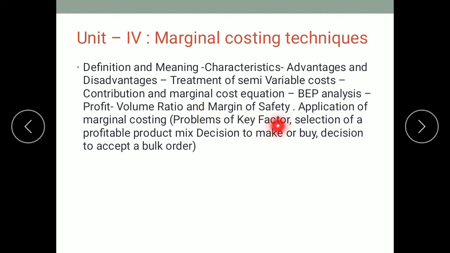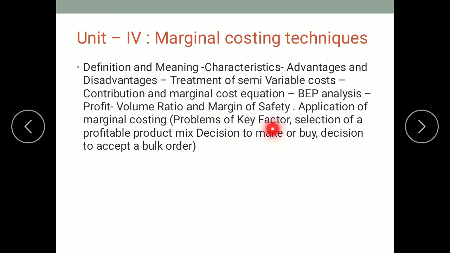The problems of key factors, selection of a profitable product mix, decision to make or buy, and decision to accept a bulk order. So under application of marginal costing, we have these different concepts which we need to focus on.